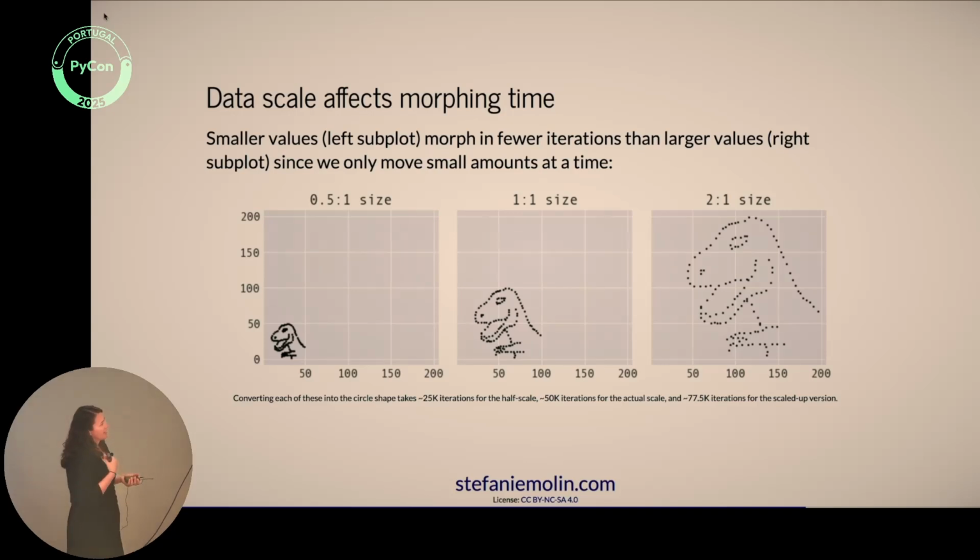Okay. Another interesting thing, this is much less of a problem. So the scale of the data affects how many iterations it takes to do the transformation. So here is the actual size of the dinosaur. This takes about 50,000 iterations, and this one is half size, takes about 25,000. This one is double size, and it's 77.5 thousand. So not quite the double. I say this is less of an issue because if you have it too big, with data morph already, you can scale it down. You can turn it into this guy, and it's very fast. It looks exactly the same. The numbers are just different.